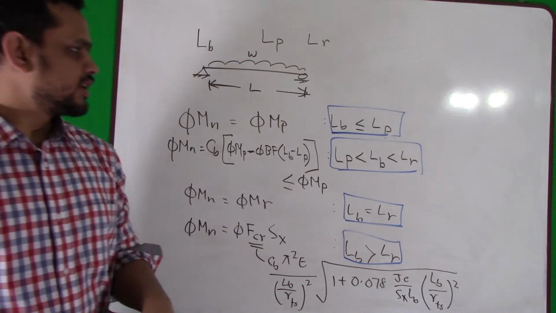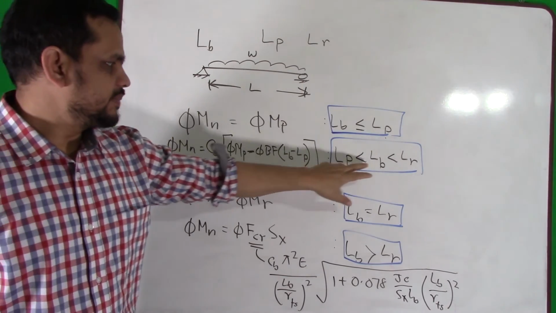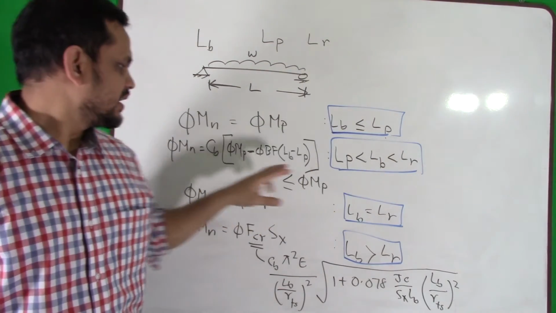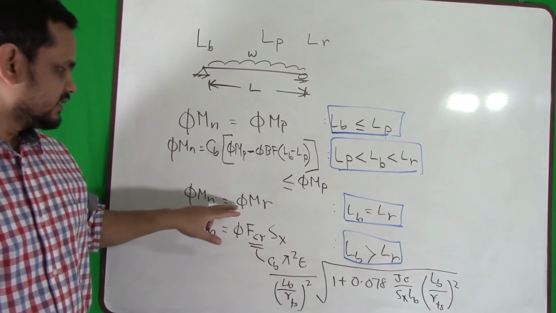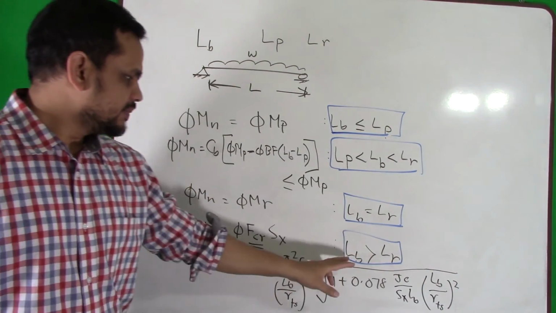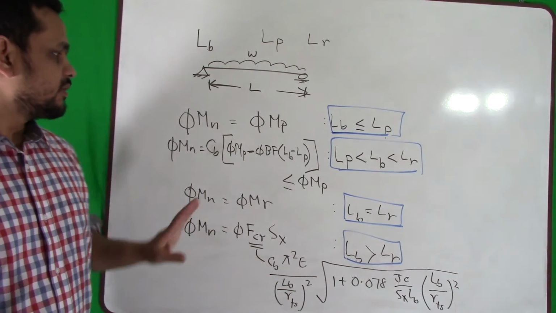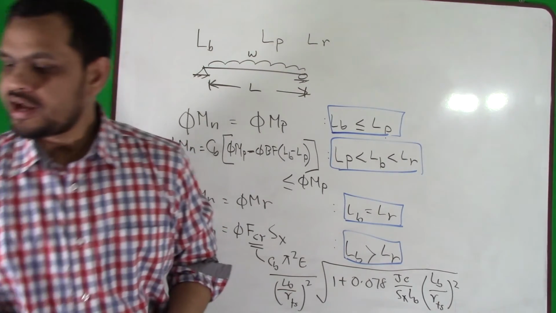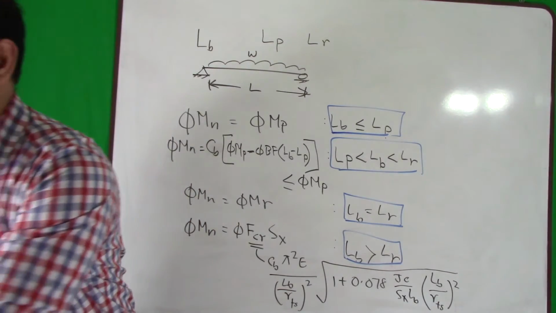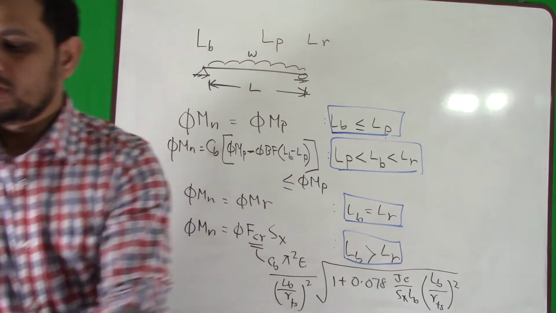So this is important. If my LB is equal or less than LP, this is my capacity. If LB is in between LP and LR, this is my capacity. If LB is exactly LR, this is my capacity. If LB is more than LR, then this is my capacity. Now, we can find these values mostly in our AISC manual, the 15th edition.